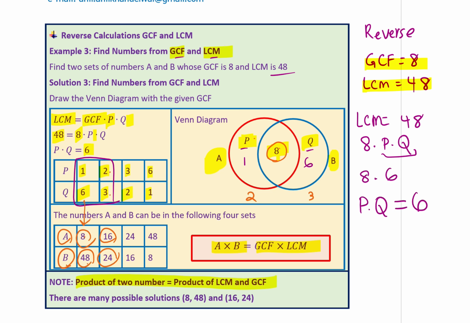So, as we have seen, there are many possible solutions for this. The numbers A and B could be 8 and 48, or they could be 16 and 24. Both these numbers will have the greatest common factor of 8 and the LCM of 48. Is that clear to you? I'd like you to verify the result, okay?